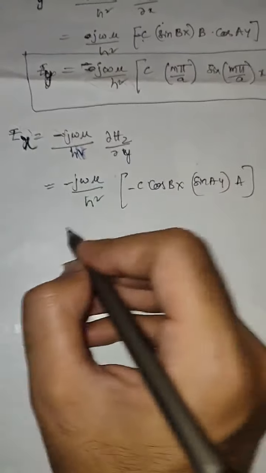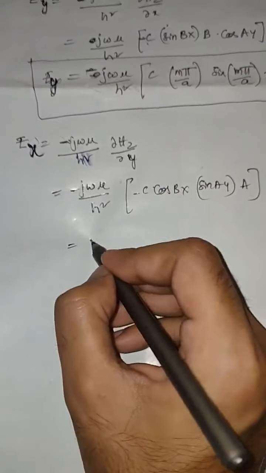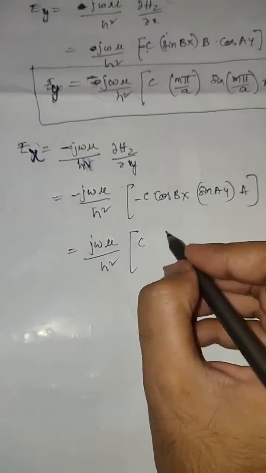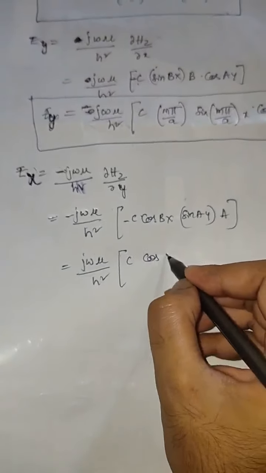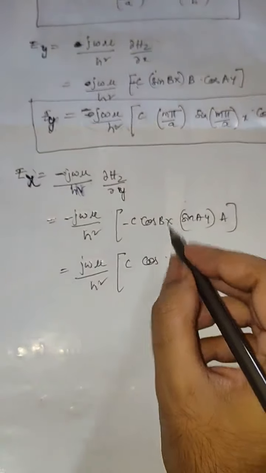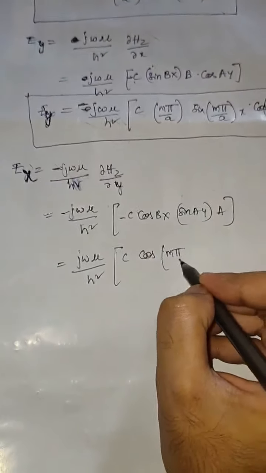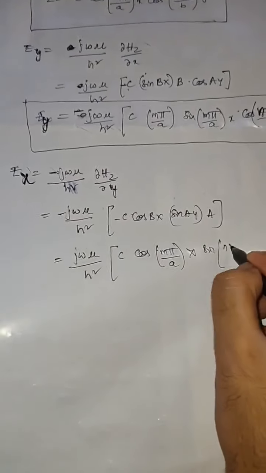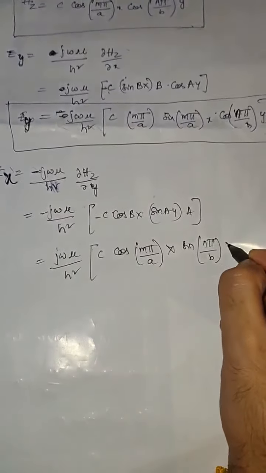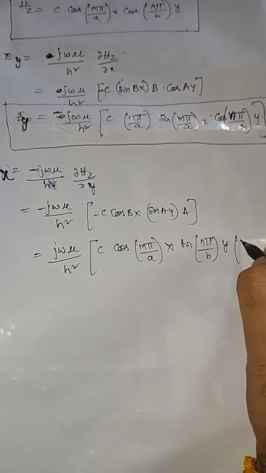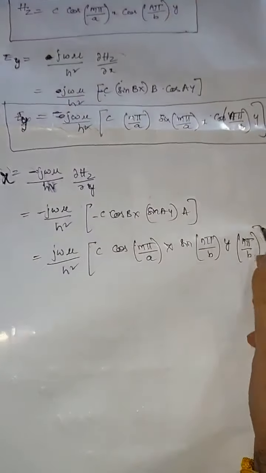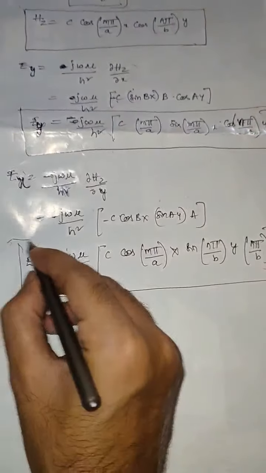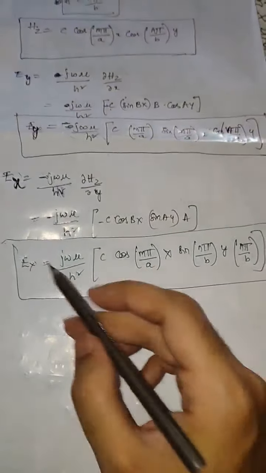In order to get the Ex value, minus into minus we will get plus. So j omega mu by h square. Substitute the value of b: b is nothing but m pi by a x sin of n pi by b y, and a is nothing but n pi by b. So this is the value of Ex. We have found the equations for Ex and Ey.